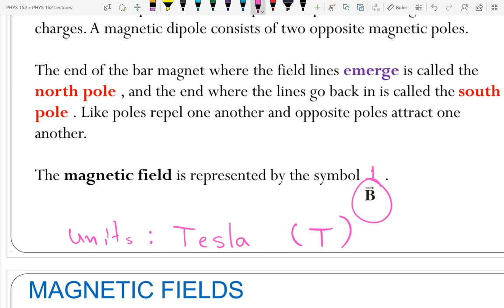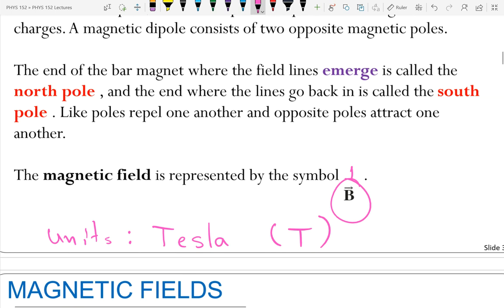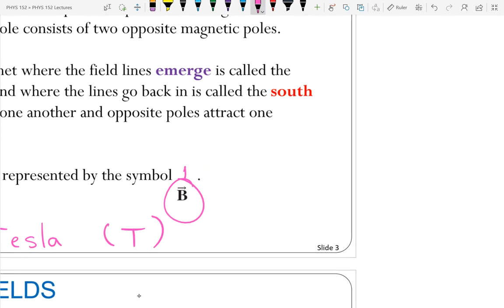Now, there are other units that you can use for magnetic field. The other one that's common is the Gauss, G-A-U-S-S. And 10 to the fourth Gauss is equal to 1 Tesla.